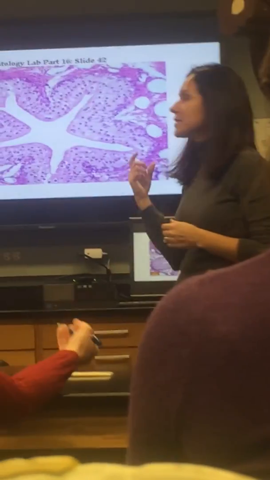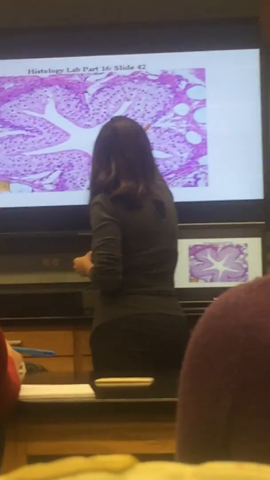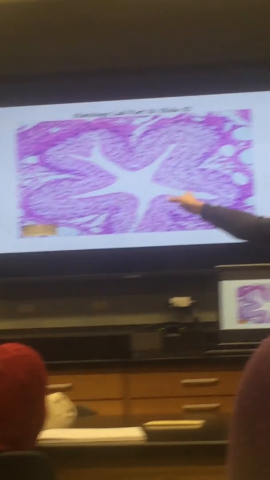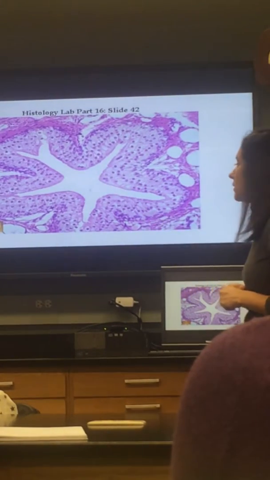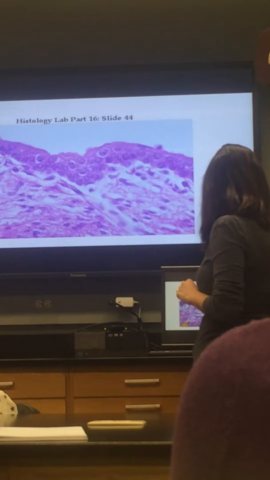This is your ureter because of the thickness of this epithelium. Okay, you need a lot more force in the ureter to push that urine down into the urinary bladder. So that's your ureter.